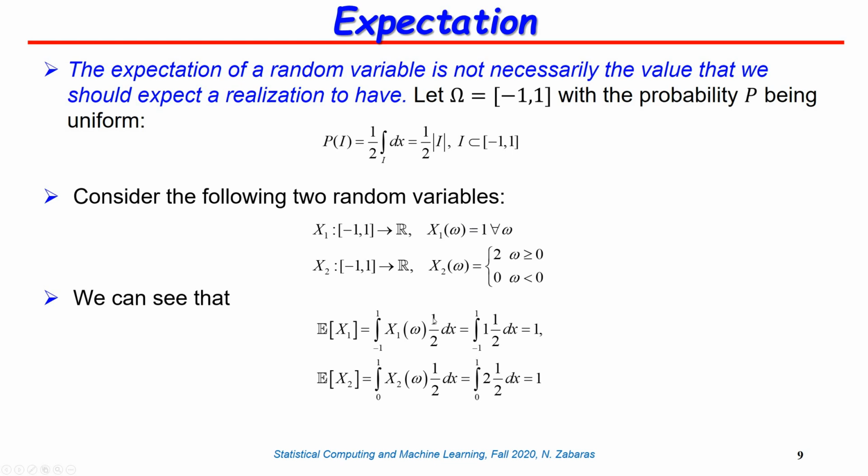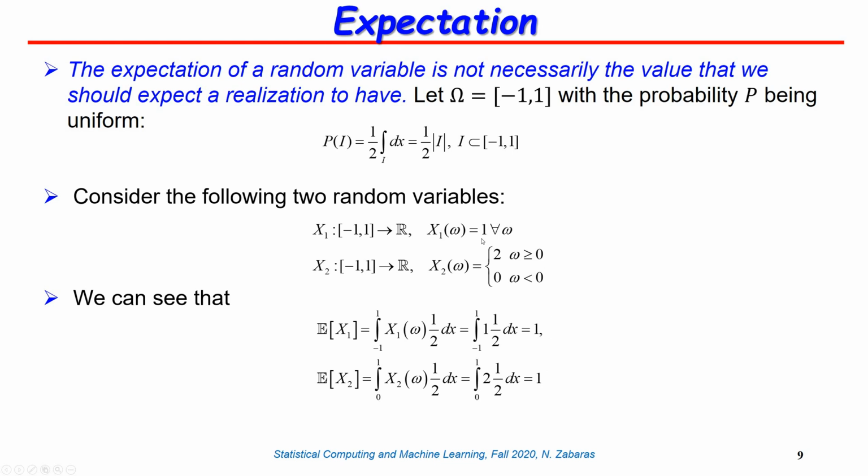So x1 is equal to 1. So what you get is 1/2 times 2. So you get the expectation of x1 to be equal to 1. Similarly, for the expectation of x2, remember x2 is 0 for omega less than 0. So our integral here will have to be from 0 to 1, all right? X2 is equal to 2, so the expectation of x2 comes to be equal to 1.